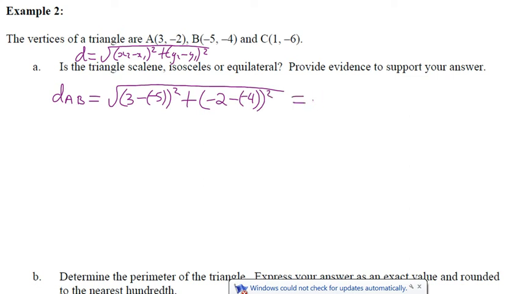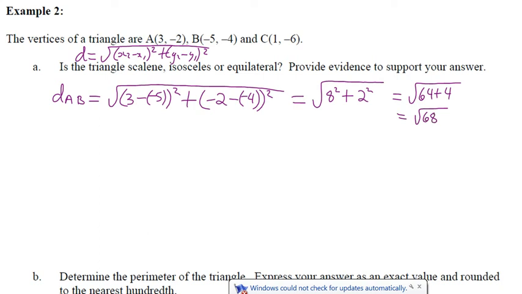Okay, so let's just work this out going across so we have some room. So 3 minus negative 5 is 8, so we get 8 squared. Negative 2 minus negative 4 is? So that's the square root of 64 plus 4, which is root 68.